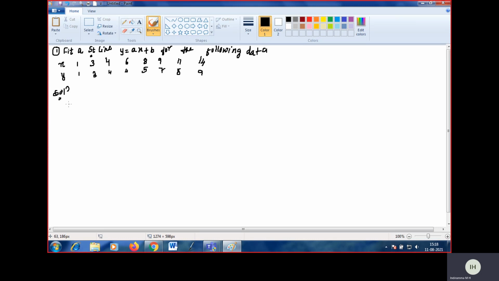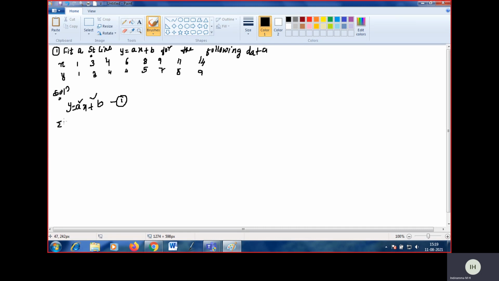So for that I will consider a straight line y is equal to ax plus b. Our aim is to find the values of a and b. For that we have to consider the normal equations. I am not going to derive how we obtain the normal equations; directly I am writing them. Those normal equations are obtained by the least square method.